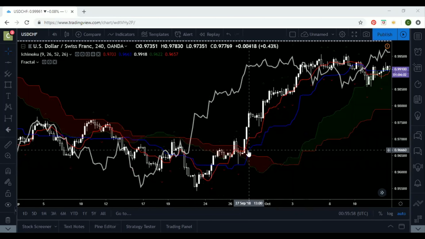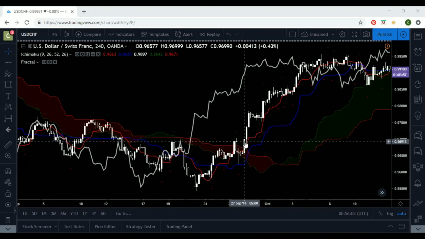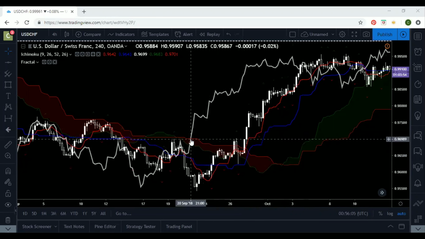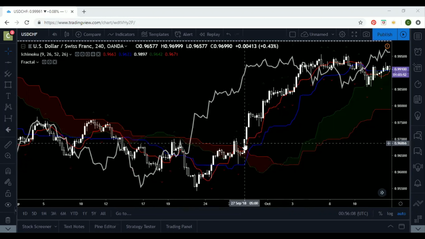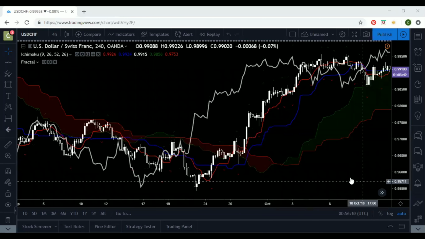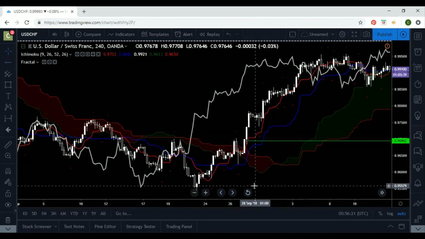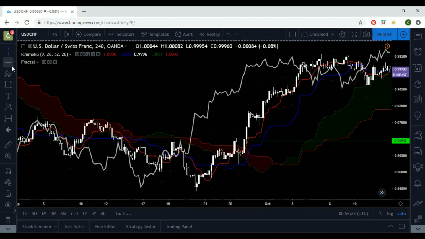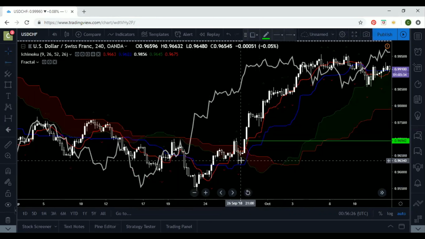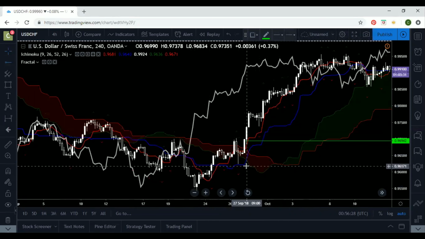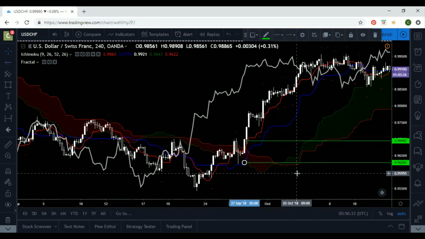All right. So you just find the price breaking the cloud right here. Did Chikou span break? Yes, it did. So once you've identified the break for both, what you want to do then is enter right in here. So let me show you where you would enter. Bam, right there. That would be your entry. Your stop loss would be somewhere in here. Yeah, let's say right about there.